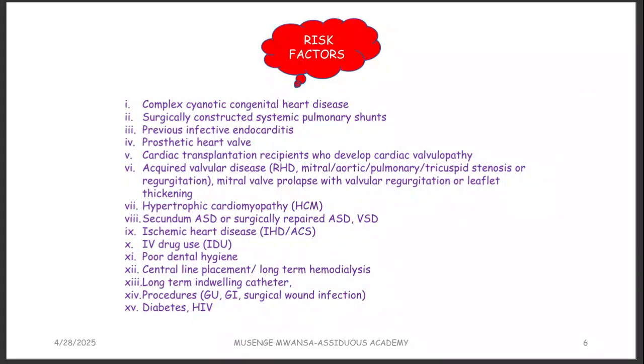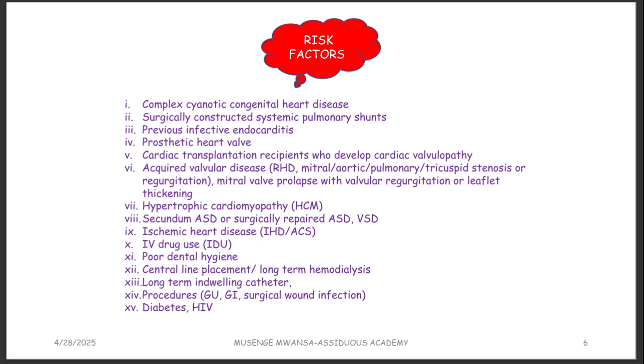There are some risk factors that are associated, and these are important as you are clerking. You are trying to look for these in the history. So if someone has cyanotic congenital heart disease like tetralogy of Fallot, those guys are at risk. Surgically constructed systemic pulmonary shunts, if you have these pulmonary shunts, previous infective endocarditis is also a risk factor. Having a prosthetic valve is a risk factor. Cardiac transplantation recipients who develop cardiac valvulopathy, problems with the valve, are also at risk.